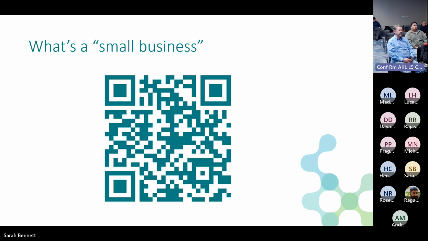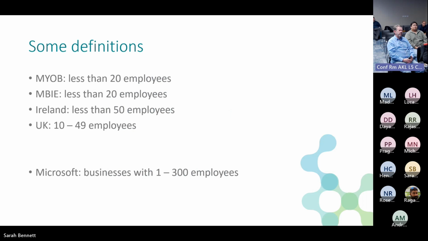Okay, so some definitions. At the end of the session, in my last slide, I've got links to where I found this information. I've got some references. MYOB had a blog post where they defined small, medium and large businesses. MYOB says 0 to 20 employees is a small business. I think their other categories were 50 for medium, 50 plus large.